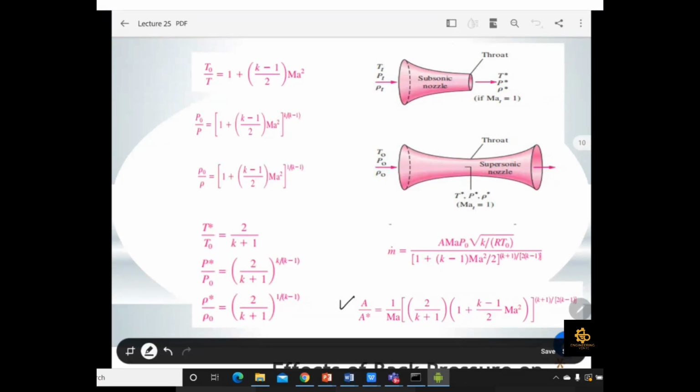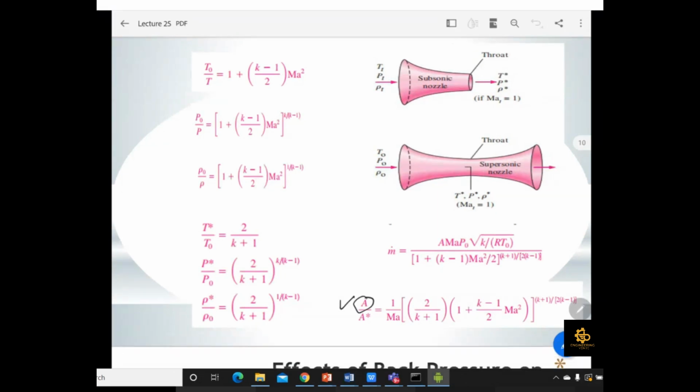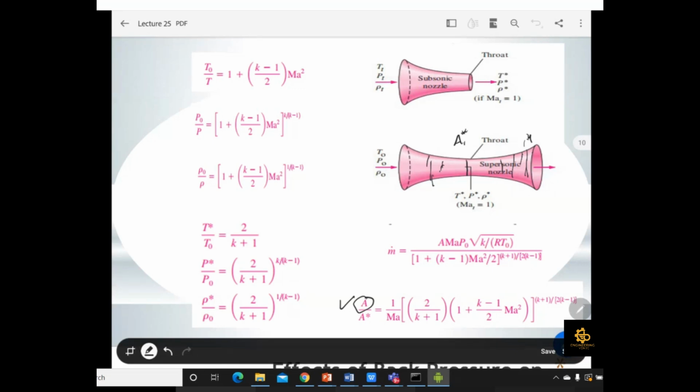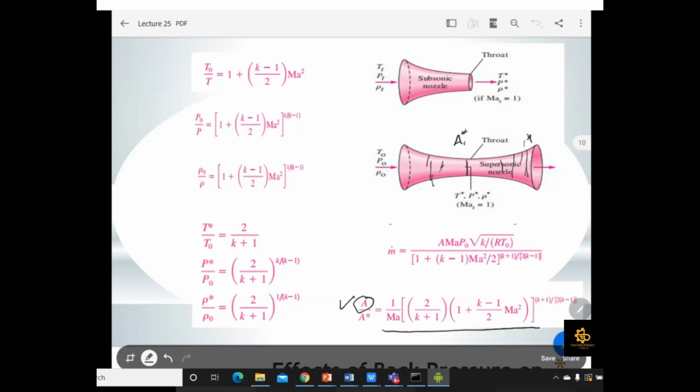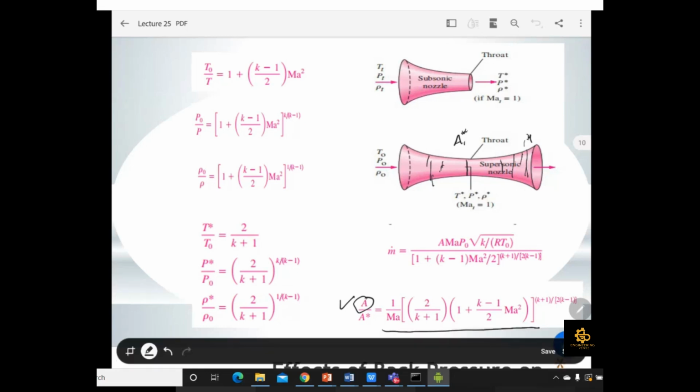So this is A by A star. Basically, A is the area. You can take any area, for example this area, and take the ratio with the area at the throat. At the throat you denote A star, and at any other point of your nozzle you denote the area as A. So this is the equation to find the ratio of the area at any point of your converging diverging nozzle to the throat area.